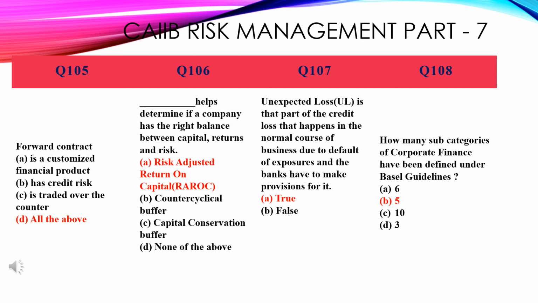Forward contract is a customized financial product. Forward contract has credit risk. Forward contract is traded over the counter, and all the above is the 4th option. So forward contract is D, all the above. Why? See, not like a futures contract. Forward is different, future is different. A futures contract is a standardized contract, which is traded in exchanges.